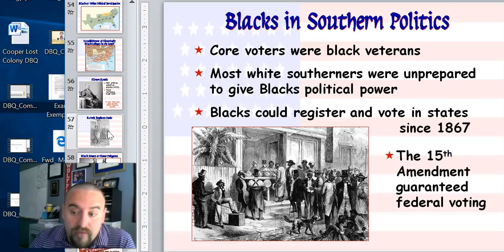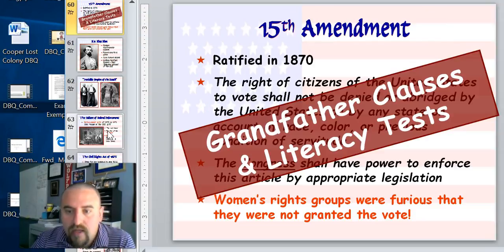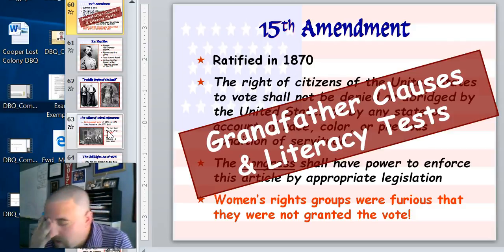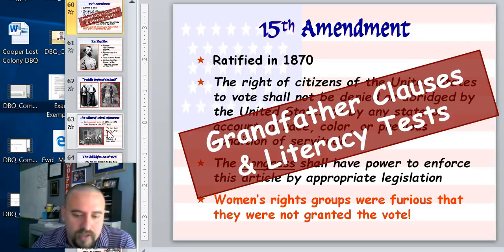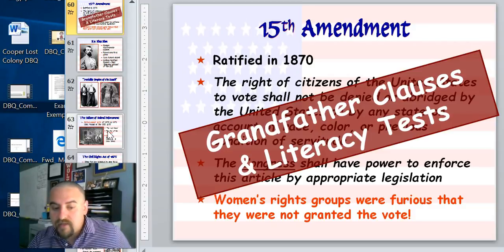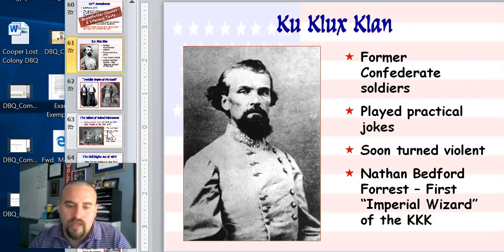Blacks could register and vote since 1867 in states, and the 15th Amendment is going to guarantee federal voting to, again, make sure that they're allowed to vote. However, southern states couldn't ban you from voting based on who you were, but they could pass other laws restricting who could vote. So they're going to have literacy tests where you had to read something and tell what's going on. And this is going to be very complicated text. Also, they're going to have grandfather clauses, that the only way that you can vote is if your grandfather had voted. So with these newly emancipated slaves, their grandfathers were slaves and couldn't vote, so they couldn't.